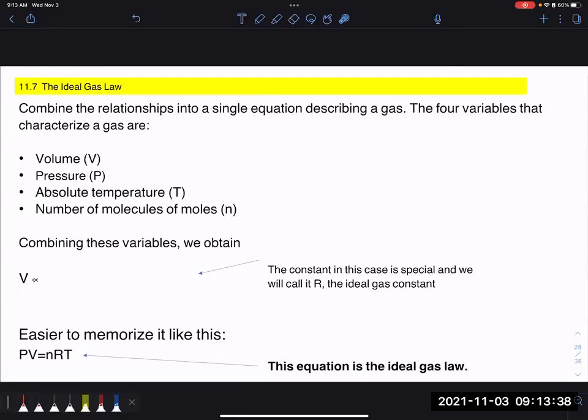So now with all of these different laws, we can put them together into the ideal gas law, the one law to rule them all. We can combine these into a single gas equation with the four variables that characterize any gas. You have volume, pressure, absolute temperature in kelvins, and then number of molecules in moles. We combine these variables.